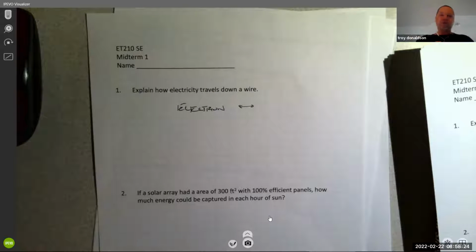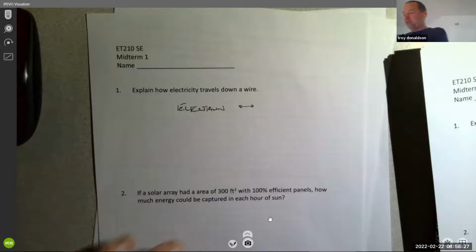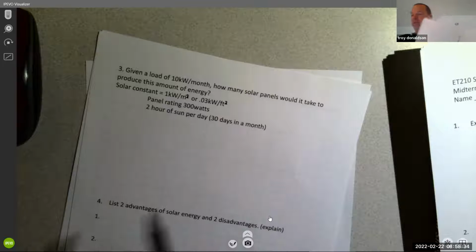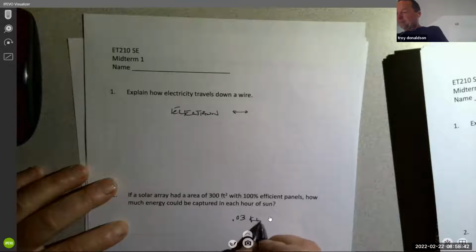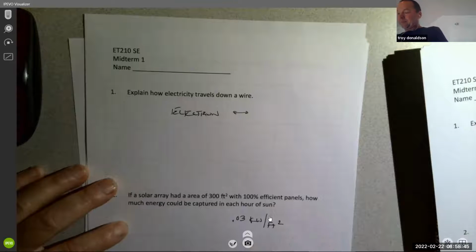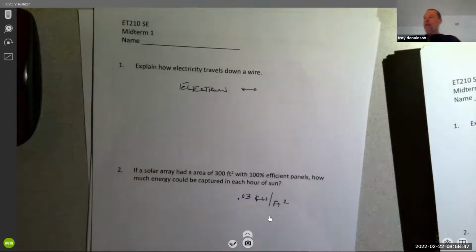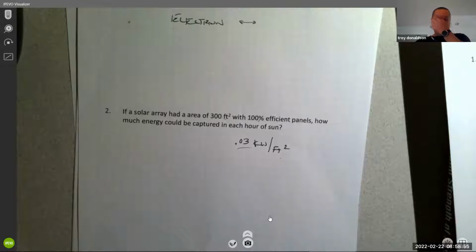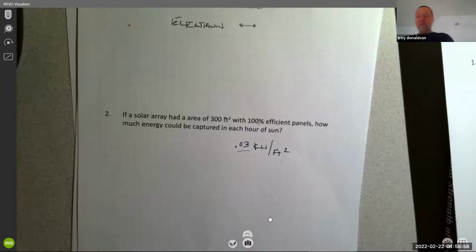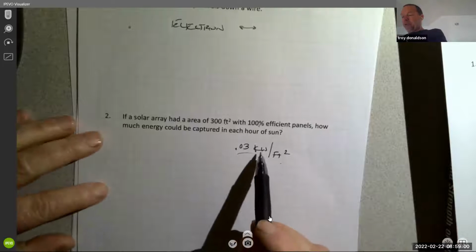At this point, we should be able to see units and understand, oh, this is different. I did do the conversion for you in the next problem, which again didn't really help you. I should have had it for you on this problem: 0.03 kilowatts per foot squared. Now that does help us. We say we have 100% efficient panels, and we know this much comes per foot squared. So we should be able to figure this out.